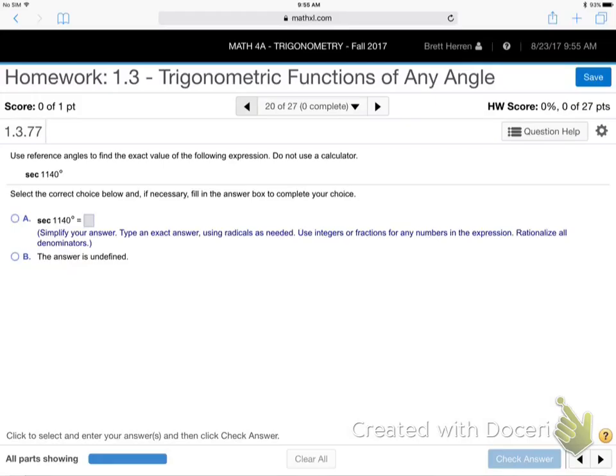Here's number 20. On number 20, they're asking me for the secant of 1140 degrees. All right, so see how it says up here, guys? Do not use a calculator.